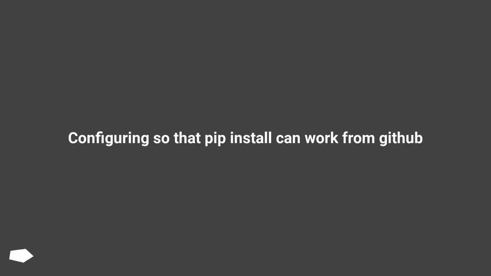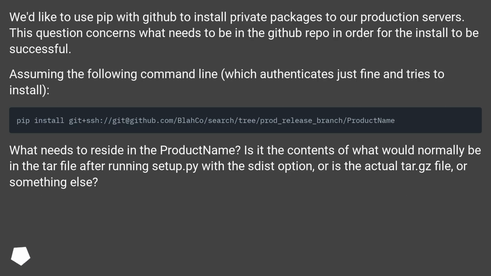Configuring so that pip install can work from GitHub. We'd like to use pip with GitHub to install private packages to our production servers. This question concerns what needs to be in the GitHub repo in order for the install to be successful. Assuming the following command line, which authenticates just fine and tries to install.